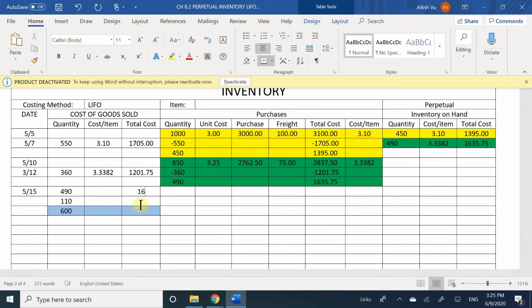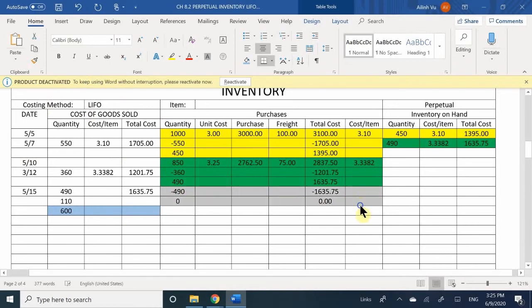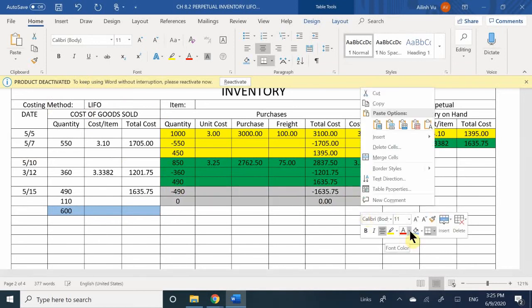From here, with the 490, we've already calculated the total, and it's 1635.75. No calculations need to be done here. And from here, we can get rid of those 490 to get us to zero items. 1635.75 is going to give us a total of $0. I'm going to highlight this and turn it green.